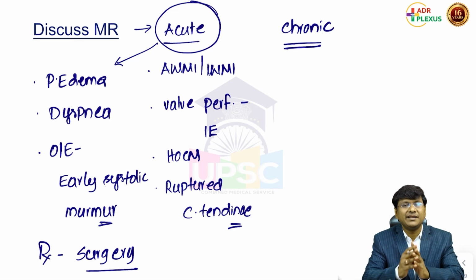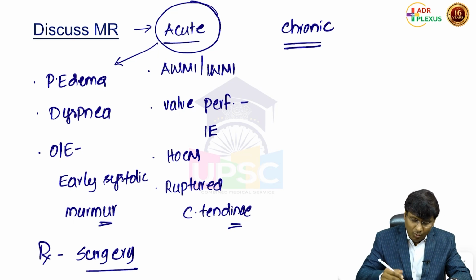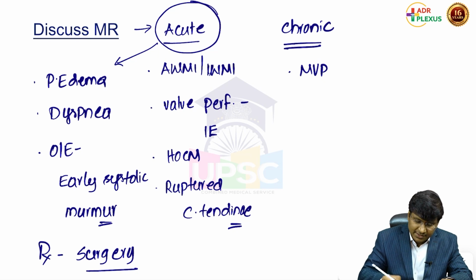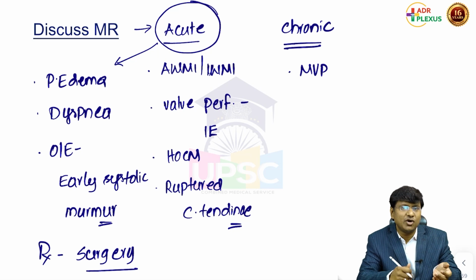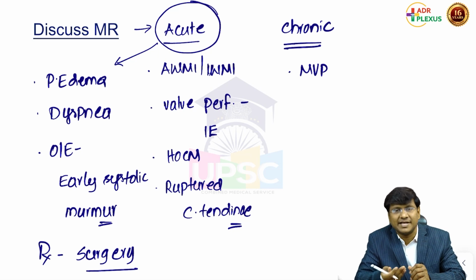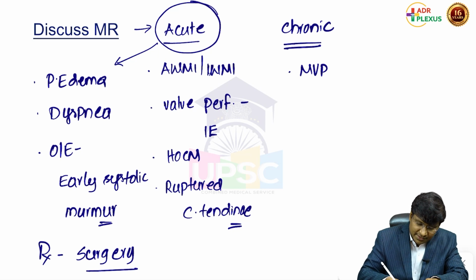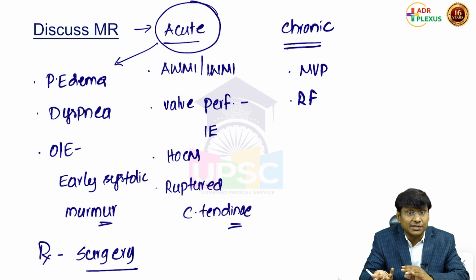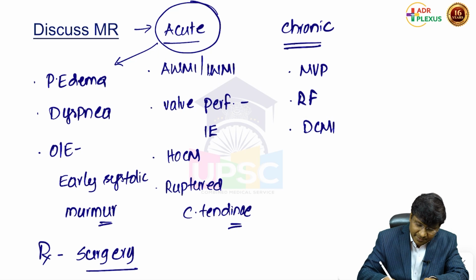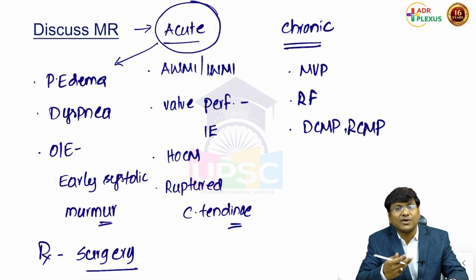Whereas in case of chronic MR, what are the various etiologies causing it? Mitral valve prolapse. It may not be due to anterior wall MI or posterior wall MI. In connective tissue disorders, there can be mitral valve prolapse, like Ehlers-Danlos syndrome and Marfan syndrome. Rheumatic fever can cause chronic MR. And the other important conditions are the cardiomyopathies like dilated cardiomyopathy or even restrictive cardiomyopathy. So these are all the causes for chronic MR.